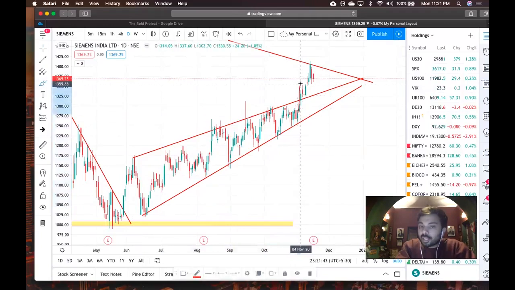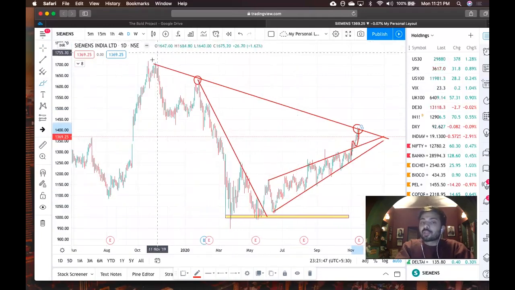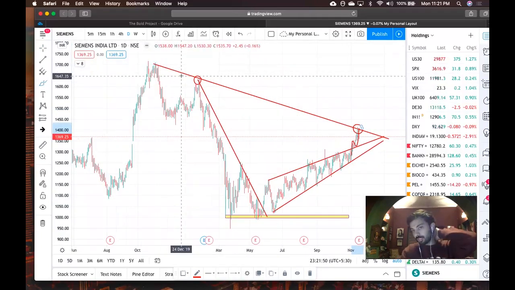You can see breakout, retest, and target. Why is this a target? Because this was my previous trend line coming into the picture. Obviously, you will take some time with this.